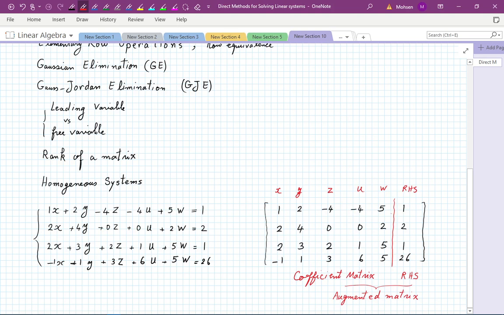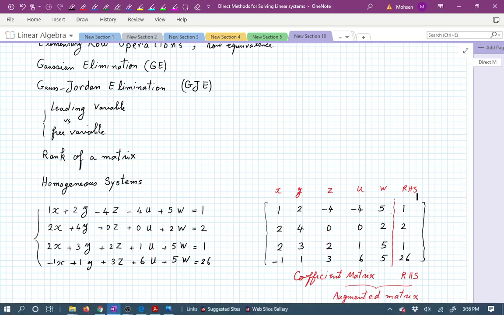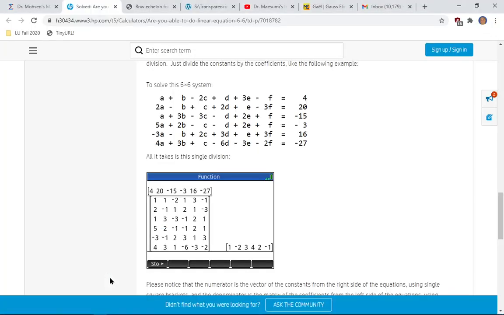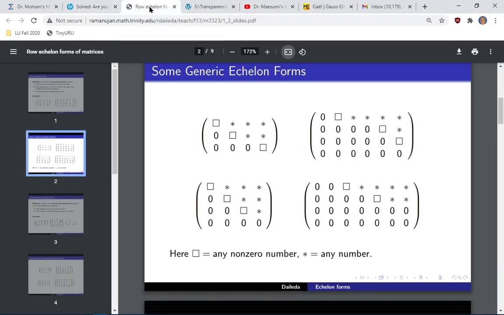So let's go ahead and take a look at a variety of echelon forms, and see what an echelon form is. We have the idea that we want to deal with these big systems. This is another example. It's a 6 by 6, but let's take a look at the echelon form.